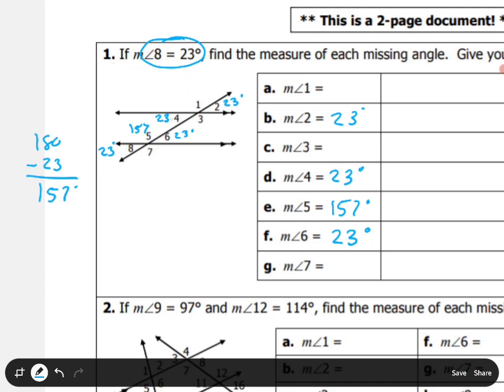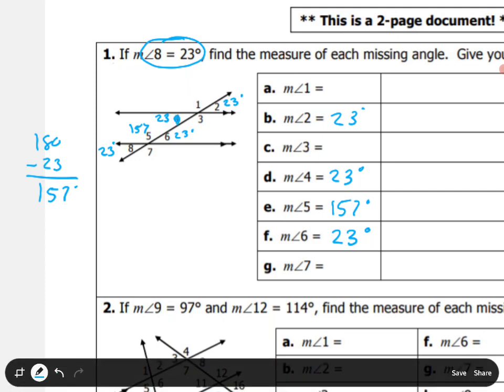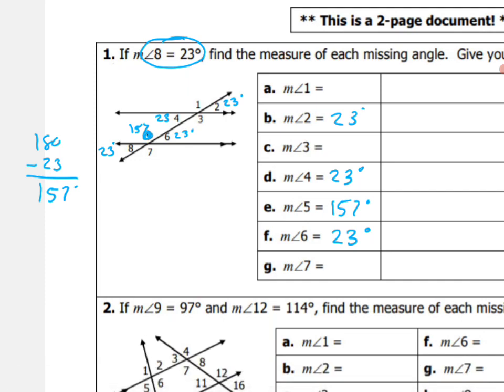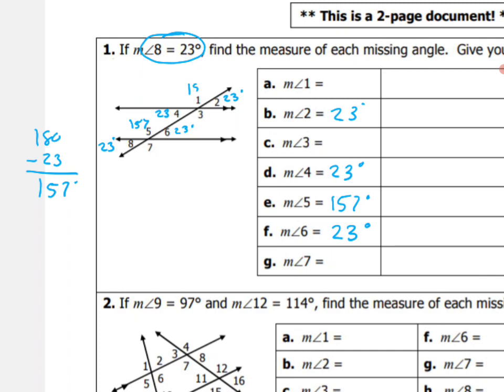At this point, I've exhausted everything for number 4. So again, I'm going to choose a new starting point. So let's look at angle 5. If I choose angle 5 as my starting point, I could do corresponding. That's going to be the top left. Number 1 is also top left. So these are going to be corresponding angles. They're congruent. So angle 1 is also going to be 157 degrees.